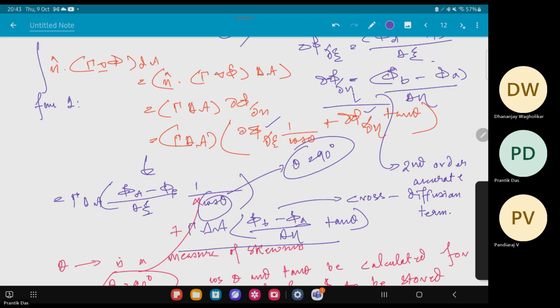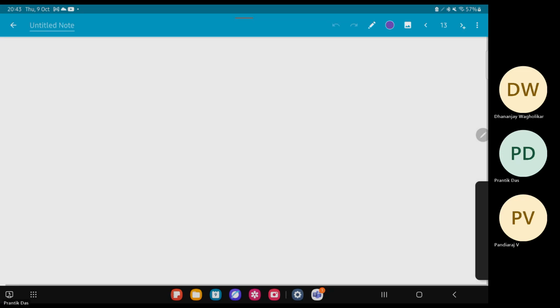So that's how you deal with the unstructured grid. Now I'm going to discretize the convection term also. So, going to the discretization of the convection term. Okay.